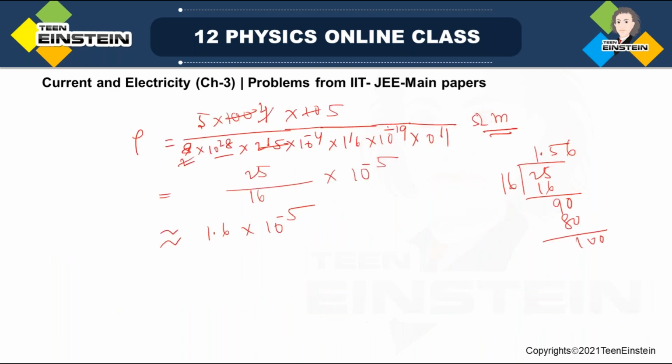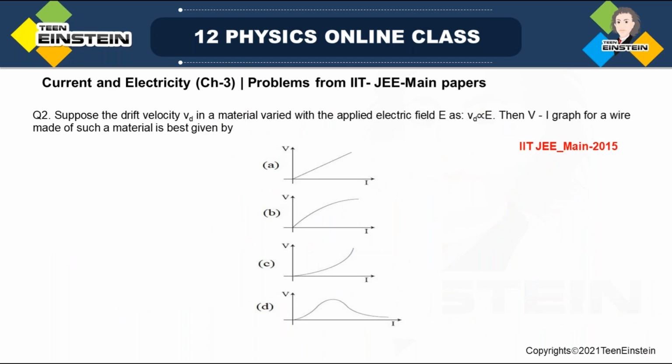So the next problem is an interesting problem. This is a graphical problem. Suppose the drift velocity Vd in a material varied with the applied electric field E as Vd proportional to E.